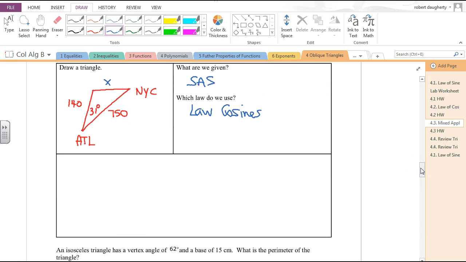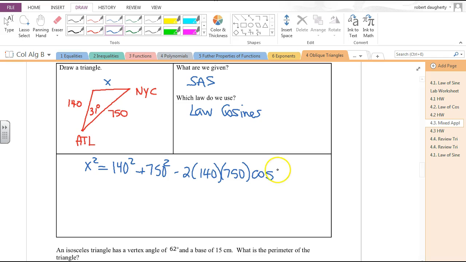So solving for x with the law of cosines, x squared is equal to what? How do I write this with the law of cosines? It's 140 squared plus 750 squared minus 2 times 140 times 750 times the cosine of the angle that is in between 140 and 750. What is that angle? 31 degrees, okay?